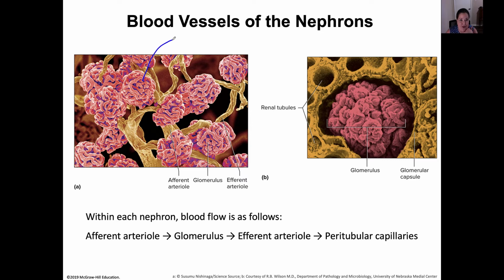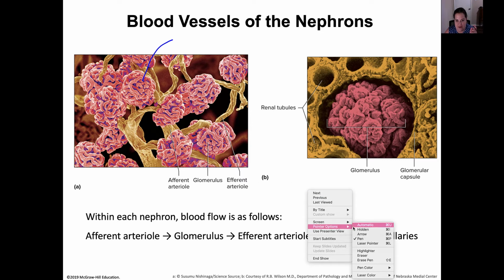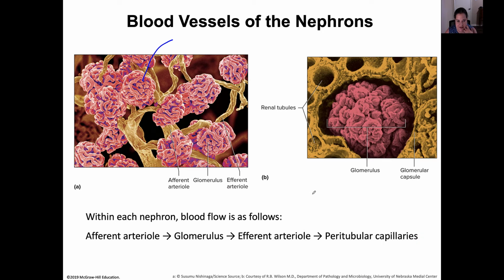This is what those capillaries look like. Remember that we go from the renal artery to smaller little branches, and those branches at some point turn into the afferent arteriole. I'm going to remind you of this many times because it's important. And that afferent arteriole turns into this mesh of capillaries, which is going to be called the glomerulus.